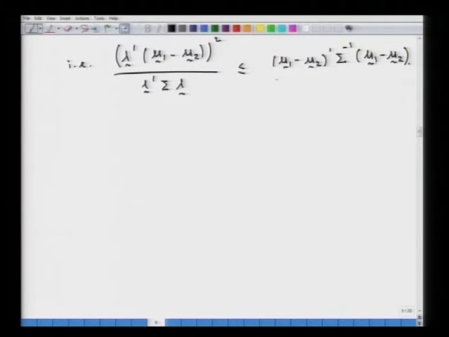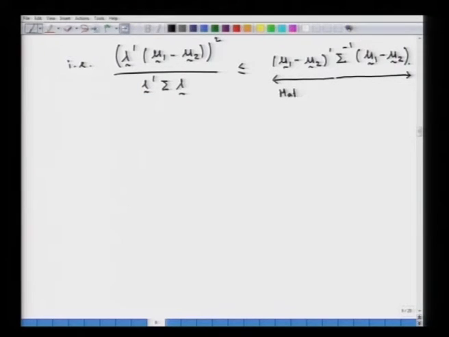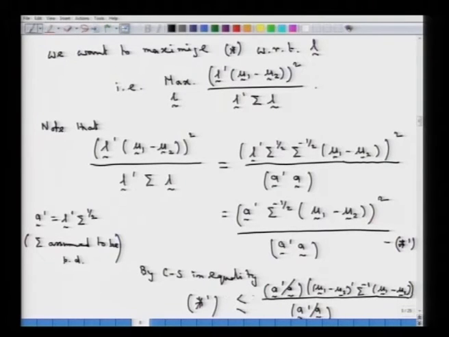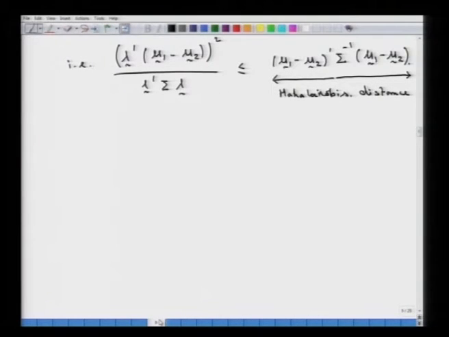This particular term is referred to as the Mahalanobis distance. So, the distance between the two univariate populations characterized by the means L prime mu i and the common variance L prime sigma L is less than or equal to this particular distance, which we call the Mahalanobis distance between the two populations. The less than or equal to here comes from the application of the Cauchy-Schwarz inequality at this point. So, we know where the equality is going to hold.